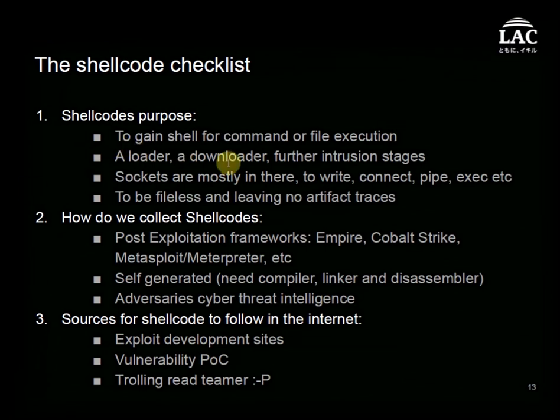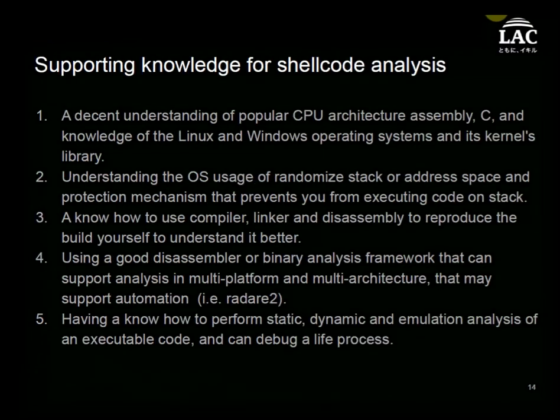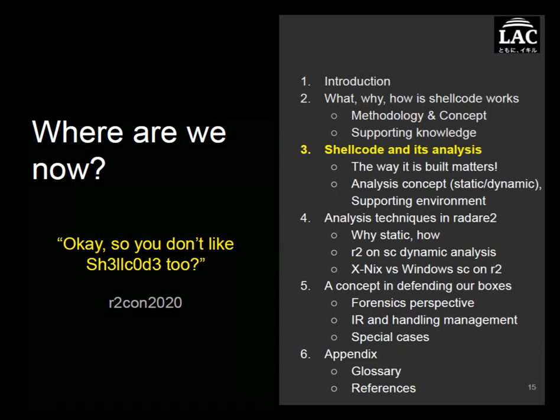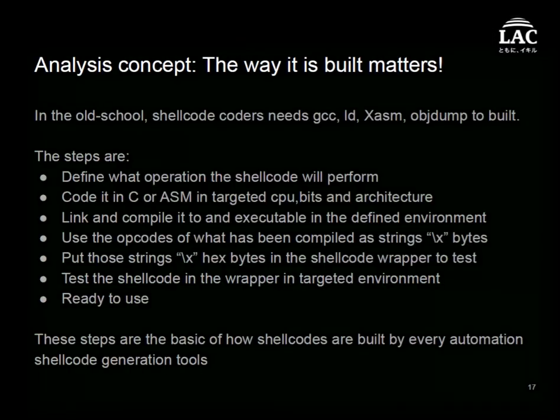The shellcode checklist goes like this. The purpose is to gain a shell, as a loader, downloader, or for further intrusions. Sockets are used a lot to be fileless. Then there is how to collect shellcodes: following post-exploitation tools, self-generated adversary intelligence, and how to troll them on the internet. To support shellcode analysis, you have to know about C and the operating systems, including the use of randomized stacks and stack protections. You have to know how to use a compiler, linker, and disassembler to build shellcode yourself and understand it better. Now we try to understand the analysis of shellcode.